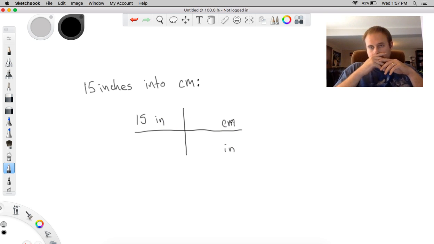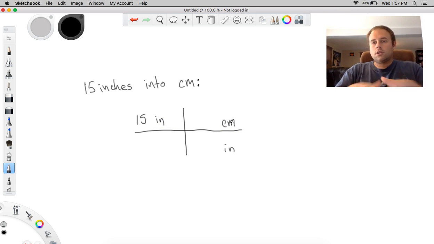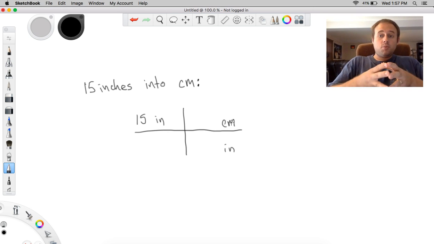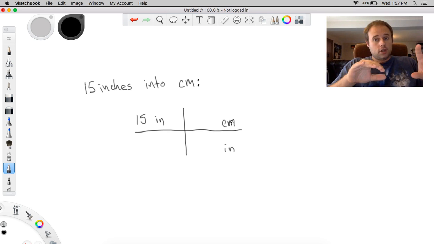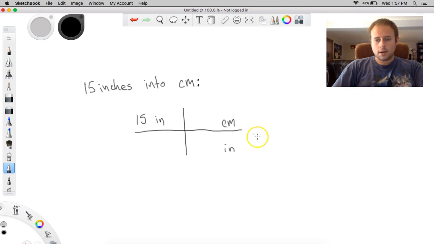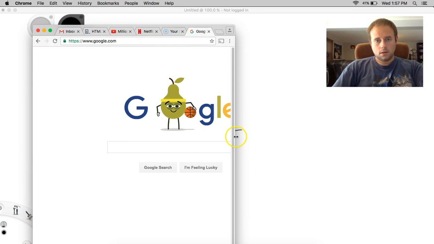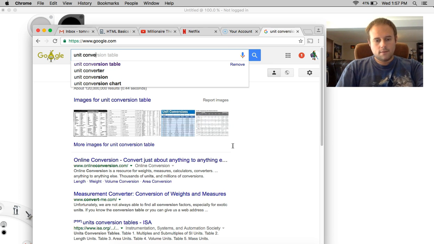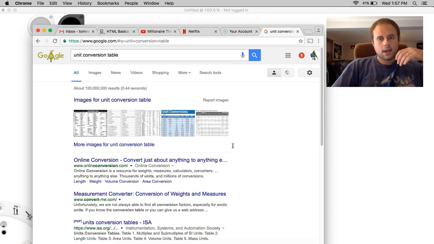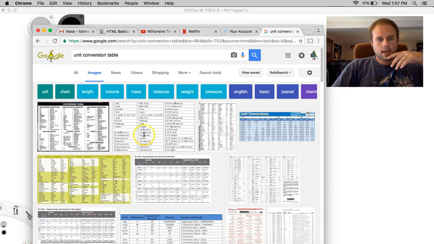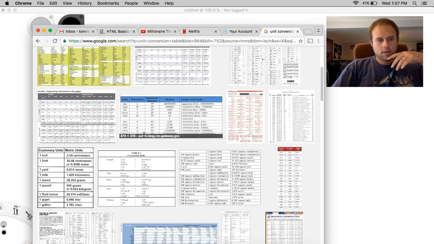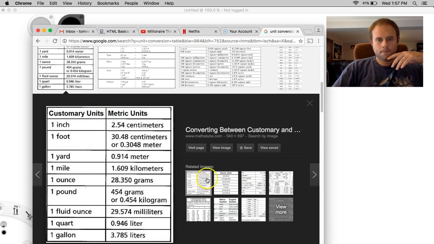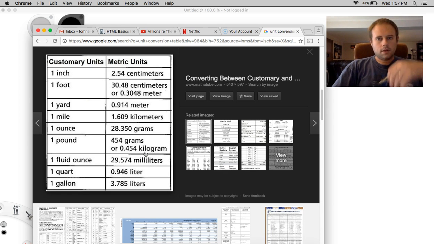Now, you may have some trouble here because we're no longer just talking about the prefixes, right? At this point, we're talking about two different units. So is an inch longer or is a centimeter longer? And when you get into this, you want to have a proper unit conversion table. So I'm going to show you guys real quick. Let's bring up Google. And you can just type in unit conversion table. I usually go to the images and pick out a unit conversion table. I think I used this one in the old video. So here you go.